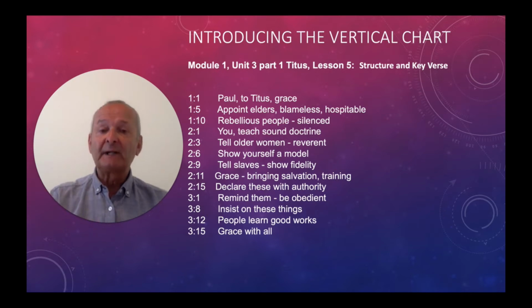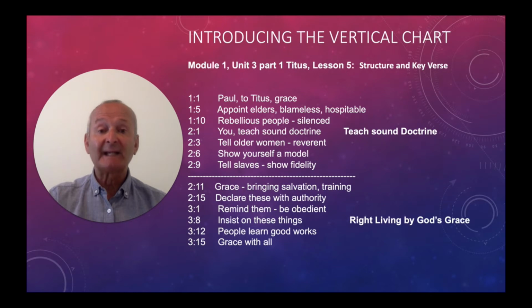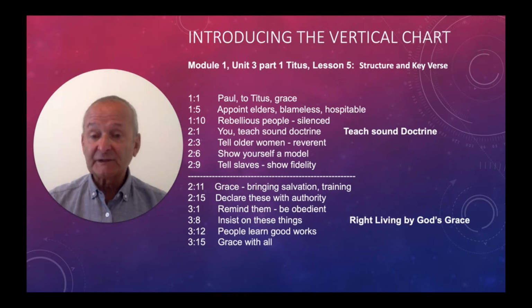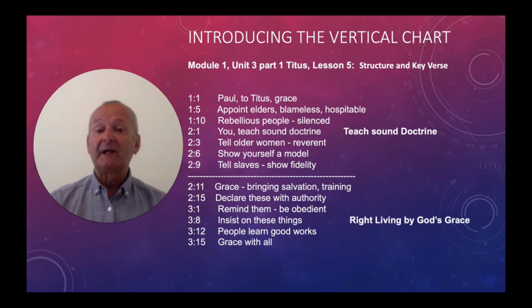But when you have your paragraph titles, then you're able to look at the structure and remember paragraphs grouped together make segments. In the example, we grouped together the first group of paragraphs up to chapter 2, verse 10, and that becomes a segment with the title Teach Sound Doctrine, and then the rest Living by God's Grace. And so Titus is a short book. It has a very simple structure.